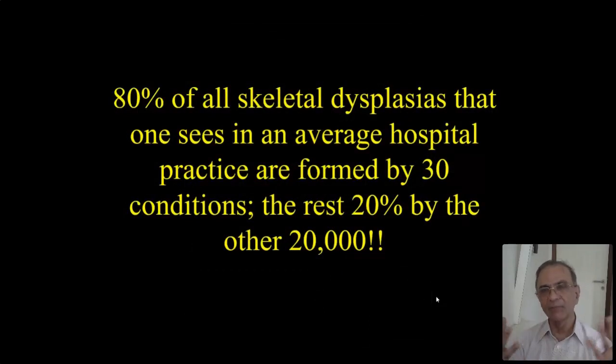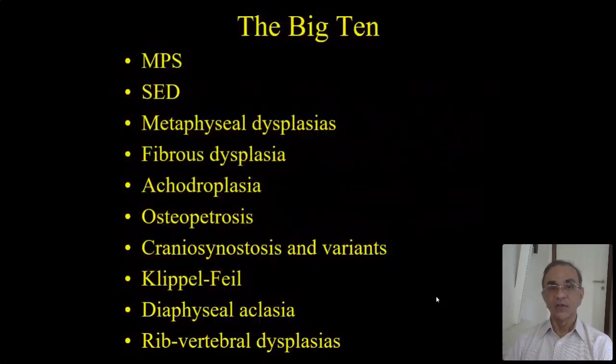So I've shown you examples of sclerosing bone dysplasias, how to tell one from the other. And I've shown you the gestalt of multiple other dysplasias. What I have shown you, honestly, constitutes 80% of skeletal dysplasias that most of us will see. The rest 20% are difficult, right? So what are the big 10?